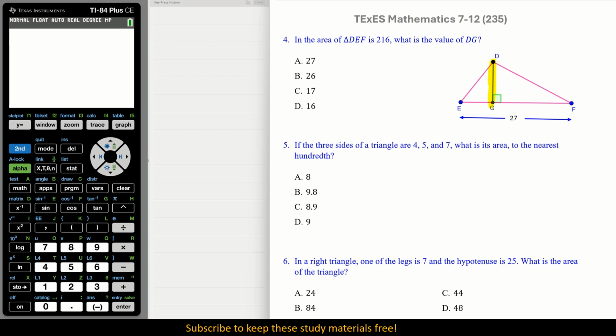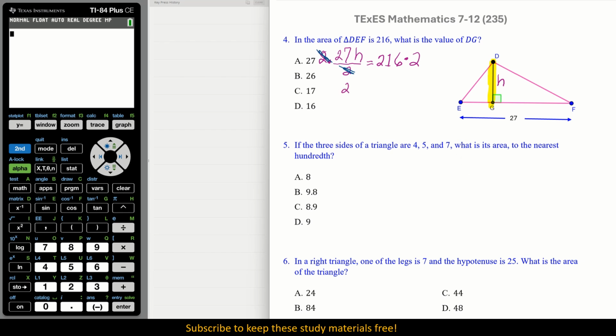So what do we really have? We have base. What's our base? 27. We're going to call this H for height. H divided by 2 equals 216. Well, we need to get rid of that, so we multiply both sides by 2. That's the first step. Then this 2 cancels, this 2 cancels.